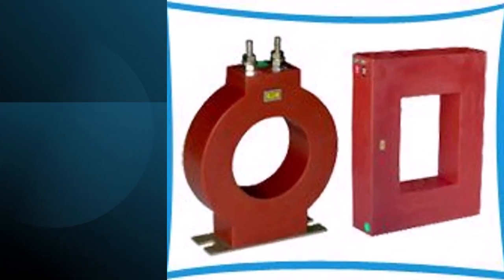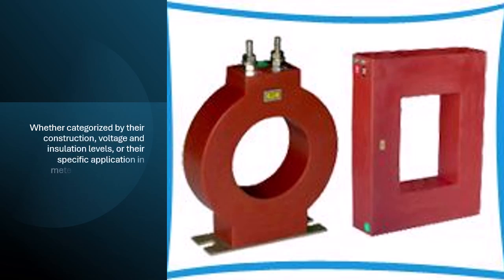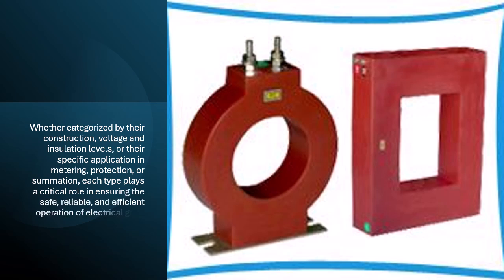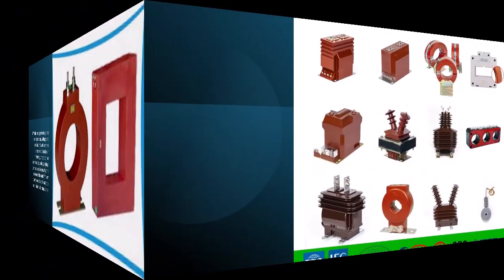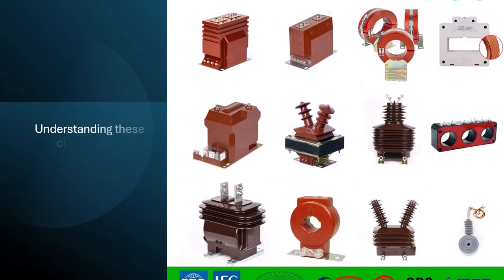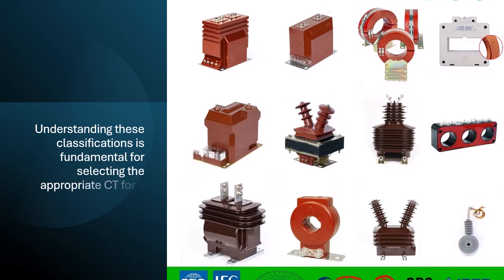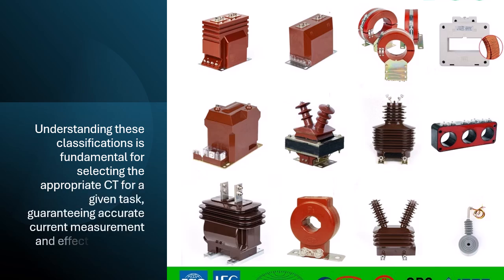In conclusion, the diverse types of current transformers available reflect the varied demands of modern electrical power systems. Whether categorized by their construction, voltage and insulation levels, or their specific application in metering, protection, or summation, each type plays a critical role in ensuring the safe, reliable, and efficient operation of electrical grids and industrial installations. Understanding these classifications is fundamental for selecting the appropriate CT for a given task, guaranteeing accurate current measurement and effective system protection.